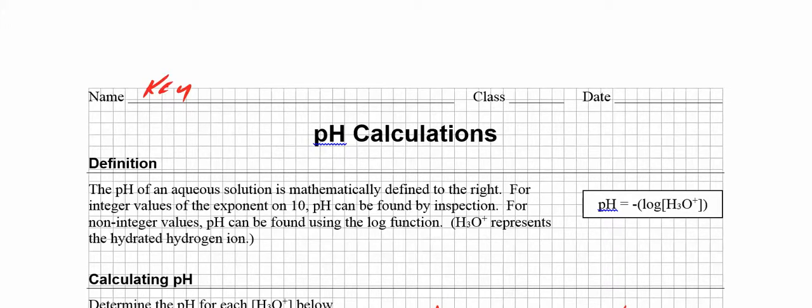All right, let's go ahead and get started. I do want to welcome you to this worksheet. This is pH calculations. Obviously, we're going to need a calculator for this one, so if you don't have one handy, go ahead and pause the video and we will get started.